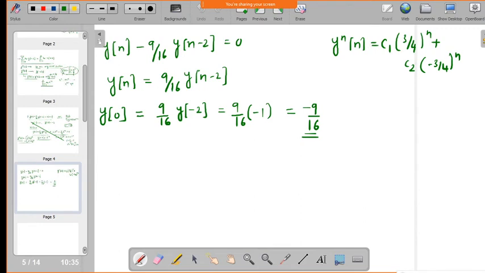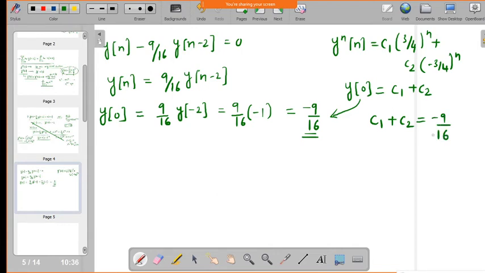Okay. So now find out the solution, that is the natural response solution. It is in the form of 3 by 4 power n into C1 plus C2 into minus 3 by 4 power n. Now in order to find the values of C1 and C2, first I wrote this equation and found the value of y of 0. So now you put n equal to 0 in this natural response equation, you will get y of 0 equal to C1 plus C2. We have found the value of y of 0, so C1 plus C2 is equal to minus 9 by 16.